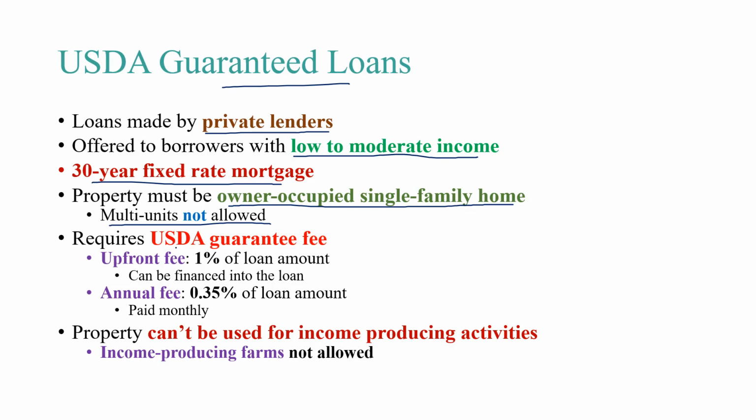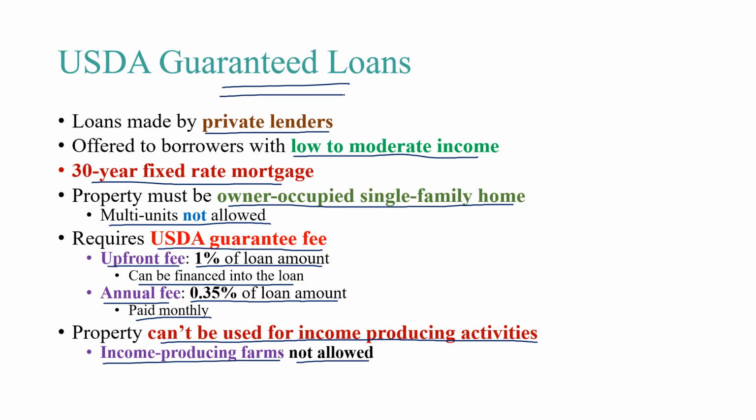The USDA guaranteed loans require a USDA guarantee fee. The upfront fee is 1% of the loan amount, and it can be financed into the loan. The annual fee is 0.35% of the loan amount, which is paid monthly. Now, the property cannot be used for income-producing activities, so income-producing farms are not allowed for USDA guaranteed loans.